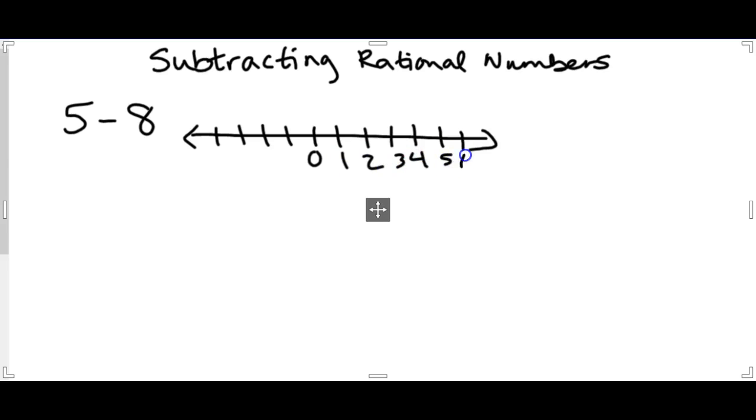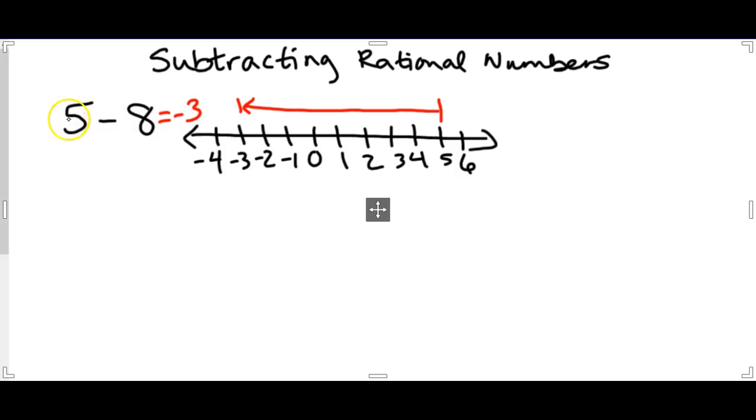So the first number still tells you where to start, and then the second number and sign tells you how to move from there. So our first number is 5, so we start at 5. And then minus 8. Minus means move to the left on the number line. So we go 1, 2, 3, 4, 5, 6, 7, 8 steps to the left. So we started at 5, we ended at -3. So 5 minus 8 is -3.